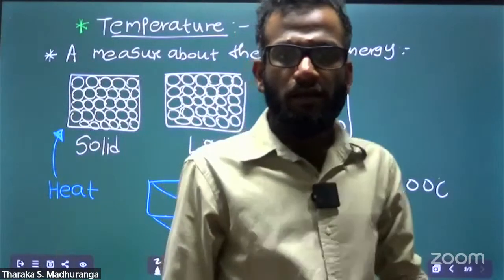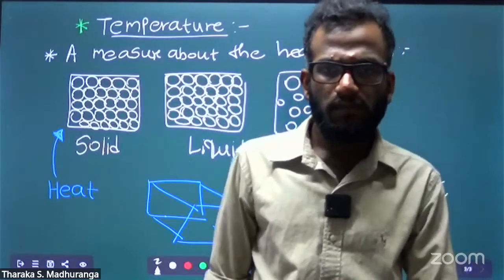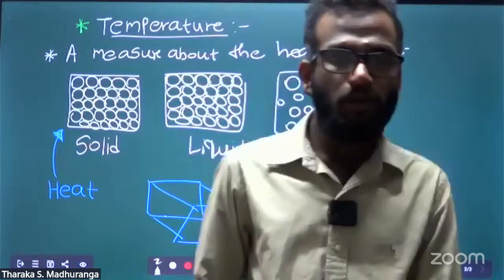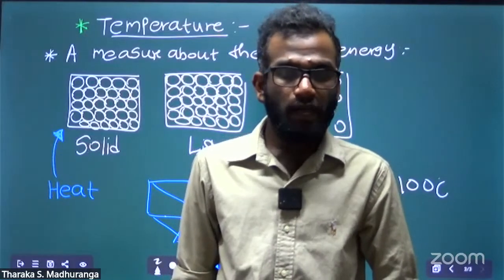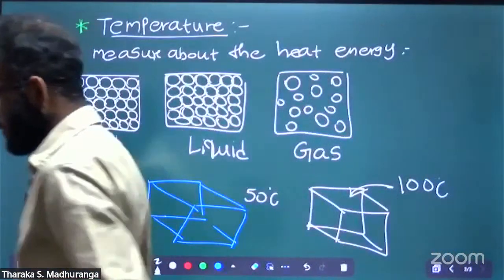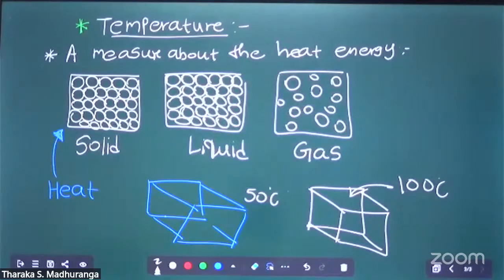Okay, write down examples. What are the temperature measuring instruments? We mainly use thermometers. There are different types of thermometers we can use for temperature measurements. Write down examples. Mercury glass thermometers. Second, alcohol glass thermometers. Third one, digital thermometers.